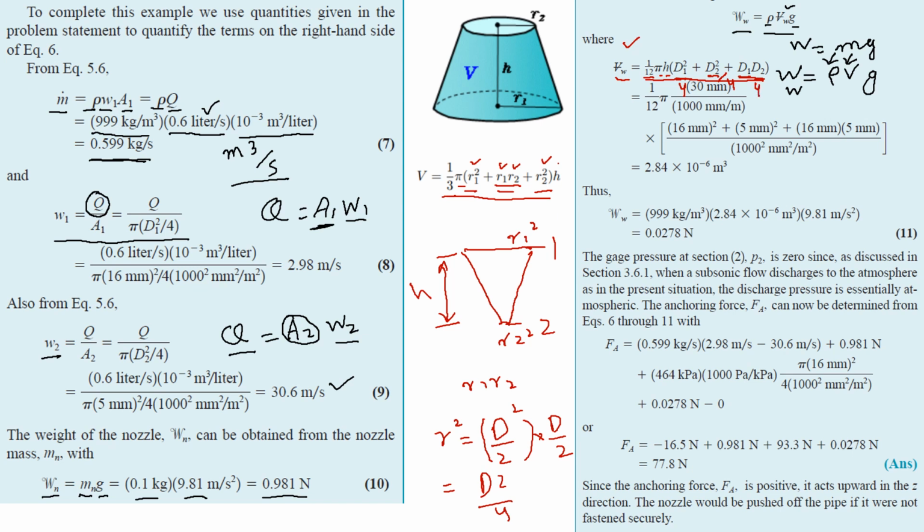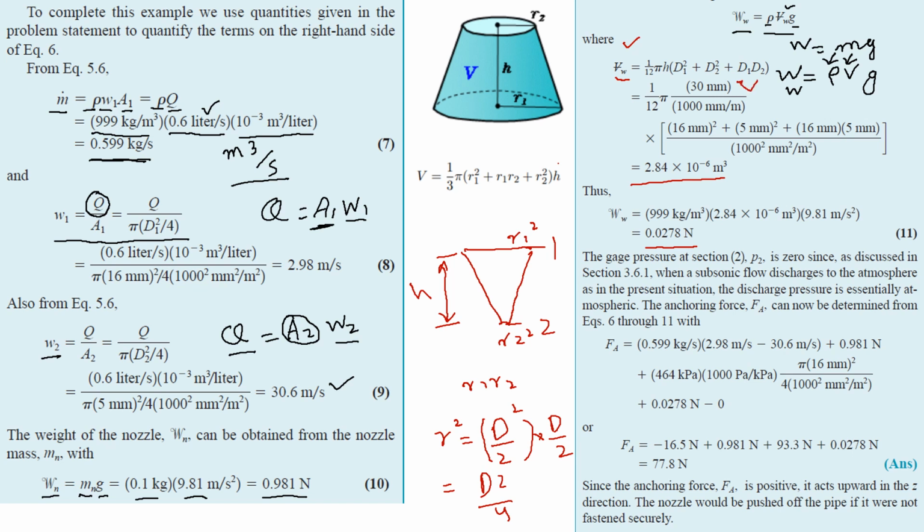So if I take 4 common, I will have a term 1 by 4 multiplied by this 1 by 3 here. So this is why you get the term 1 by 12 into pi h and d1 square plus d2 square plus d1 into d2. So this is just a standard formula of volume for a truncated cone, nothing else. So this is the volume that I am going to use to find my weight of the water. Here you have to be mindful that the diameters are converted into meters.